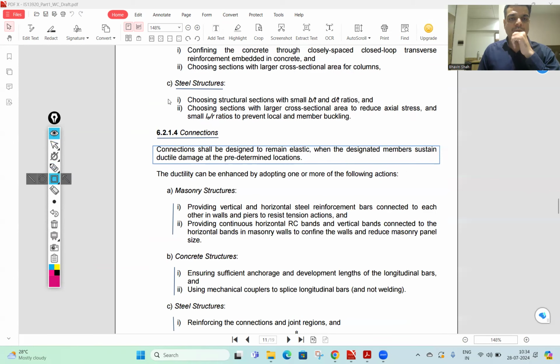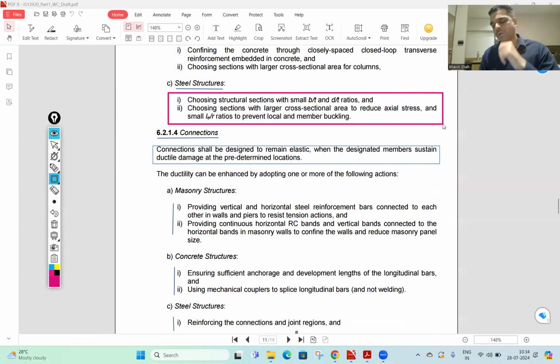So with this, we can say in brief that with this requirement, the cross sections which we are considering as per IS 800:2007, those requirements will be relatively more stringent as per this draft document, because it is suggesting to consider smaller B by T and D by T ratios. It is also suggesting to reduce the slenderness ratio, right, to prevent the local buckling. So the cross-section size that we are considering as per IS 800:2007 will actually increase as per this draft document, and I think a significant increase would be there.